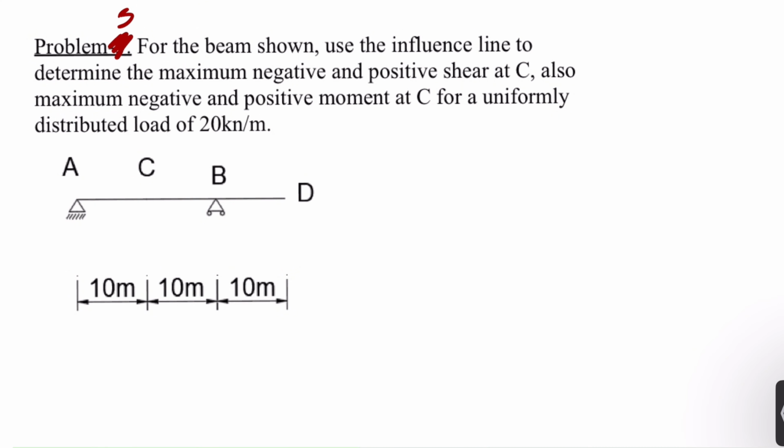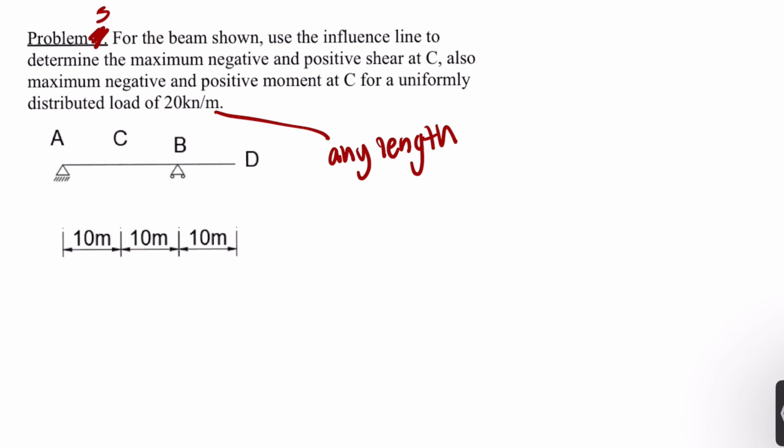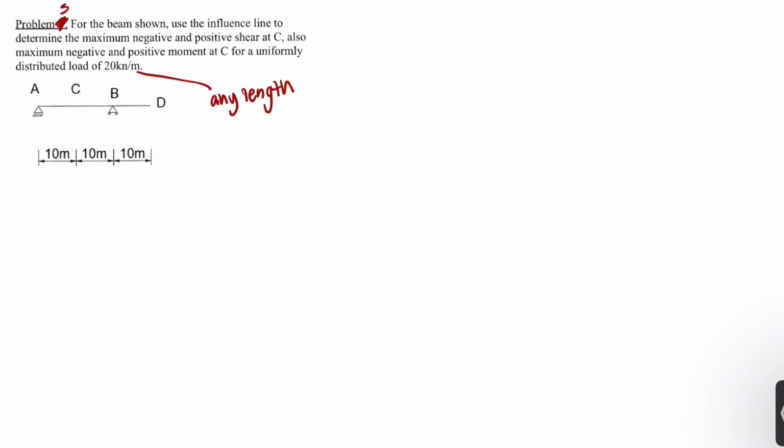Problem 3 reads, for the beam shown, use the influence line to determine the maximum negative and positive shear at C. Also, maximum negative and positive moment at C for a uniformly distributed load of 20 kips per meter. What this means is that the uniformly distributed load can be any length. We can choose a length depending on how we can ensure that we will have the maximum positive or the maximum negative, either shear or moment. So we will start off by doing the positive shear.